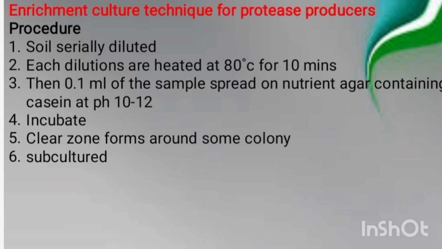Protease has the ability to degrade the protein, or hydrolyze the protein. Here the protein is casein, and that casein is provided in the media. So the protein is hydrolyzed by the protease enzyme, which is produced by the organism present in the soil sample. So a microorganism with the ability to produce protease enzyme is isolated. Then that colony can be subcultured, purified and stored.